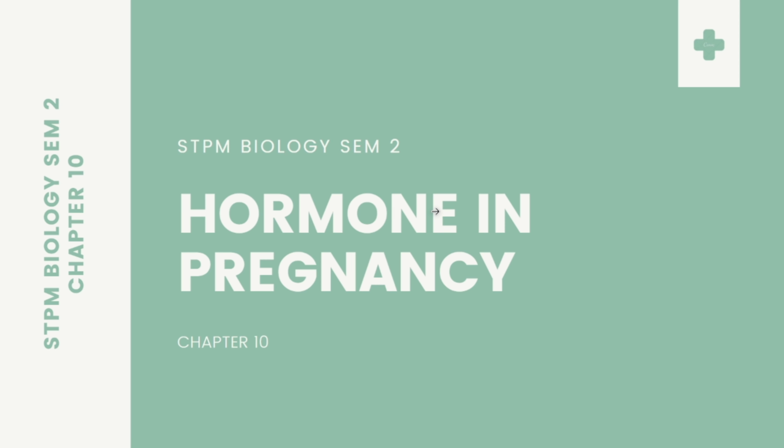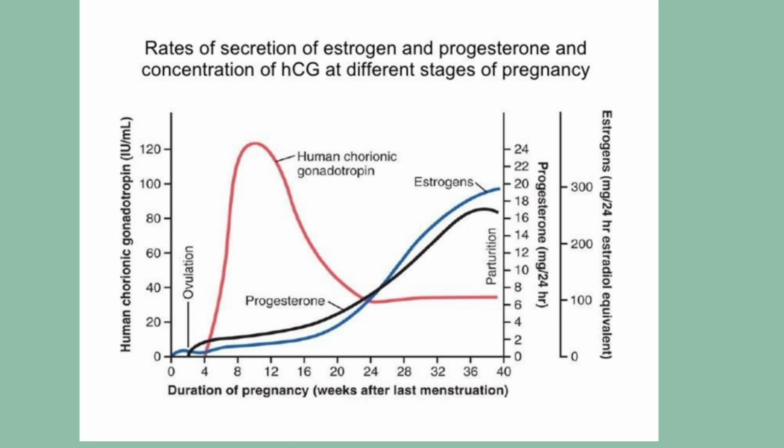Next, we will go through the role of the hormones during pregnancy. Okay, so not only are hormones involved in the menstrual cycle, hormones are also very important in pregnancy. This is the basic graph for you to know that hormones play a role in pregnancy. There are 3 major hormones: estrogen and progesterone, which I think I don't need to explain much more, and the new hormone we call human chorionic gonadotropin here.